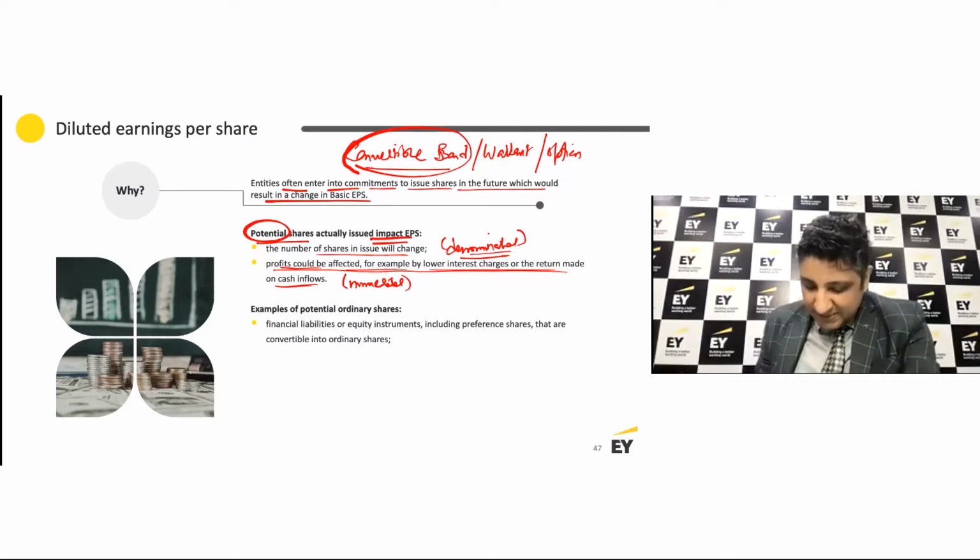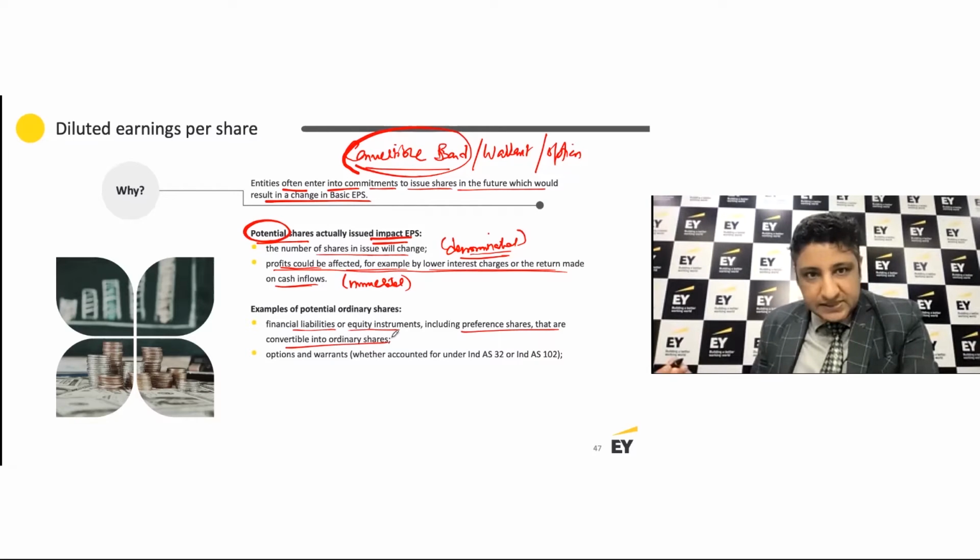So the examples of such instruments could be financial liabilities or equity instruments, including preference shares that are convertible, options and warrants, and there are specific standards. For example, Ind AS 32, which talks about the presentation and classification aspects of financial instruments, or Ind AS 102, which talks about share-based payments.